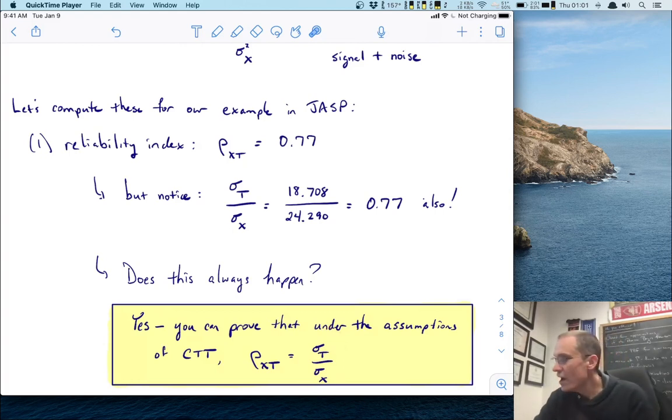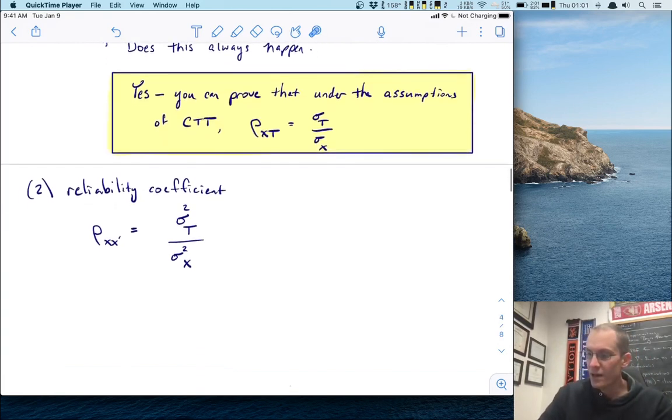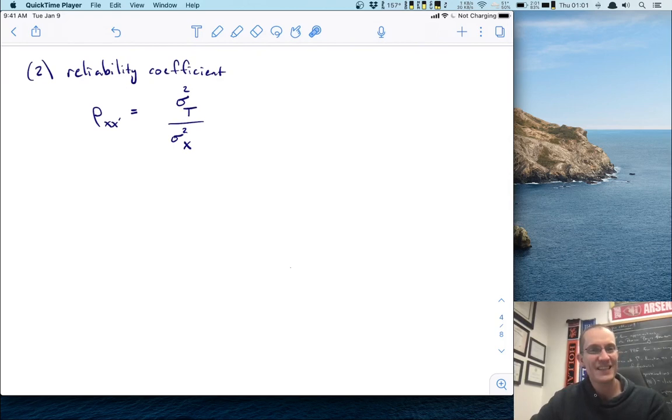So that's interesting. Right now, it's just sort of interesting though. I mean, why do we really even care? Well, we're going to see in a second why we might care about this, but hold on to that. Now let's also do the same thing for the reliability coefficient. Remember, it's slightly different. It's the ratio of signal to signal plus noise. It's the true score variance divided by the observed score variance. The fact that there's a square here is very important because the reliability coefficient deals with variances, not standard deviations.